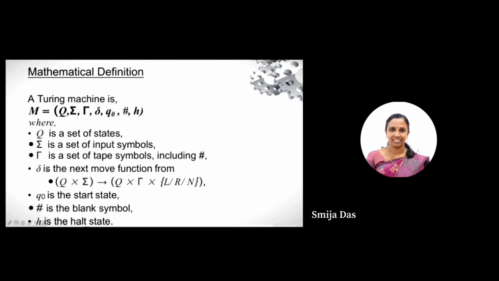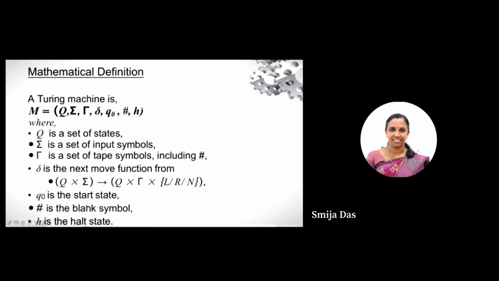Next is delta, that is the transition function or the next move function. It is defined as Q cross sigma to Q cross tau cross left or right or no move. The meaning is that from a Q state, on accepting an input symbol, it will go to the next Q state, the tape symbol can be overwritten by another symbol, and the movement of the read-write head may be towards left or right or no move.